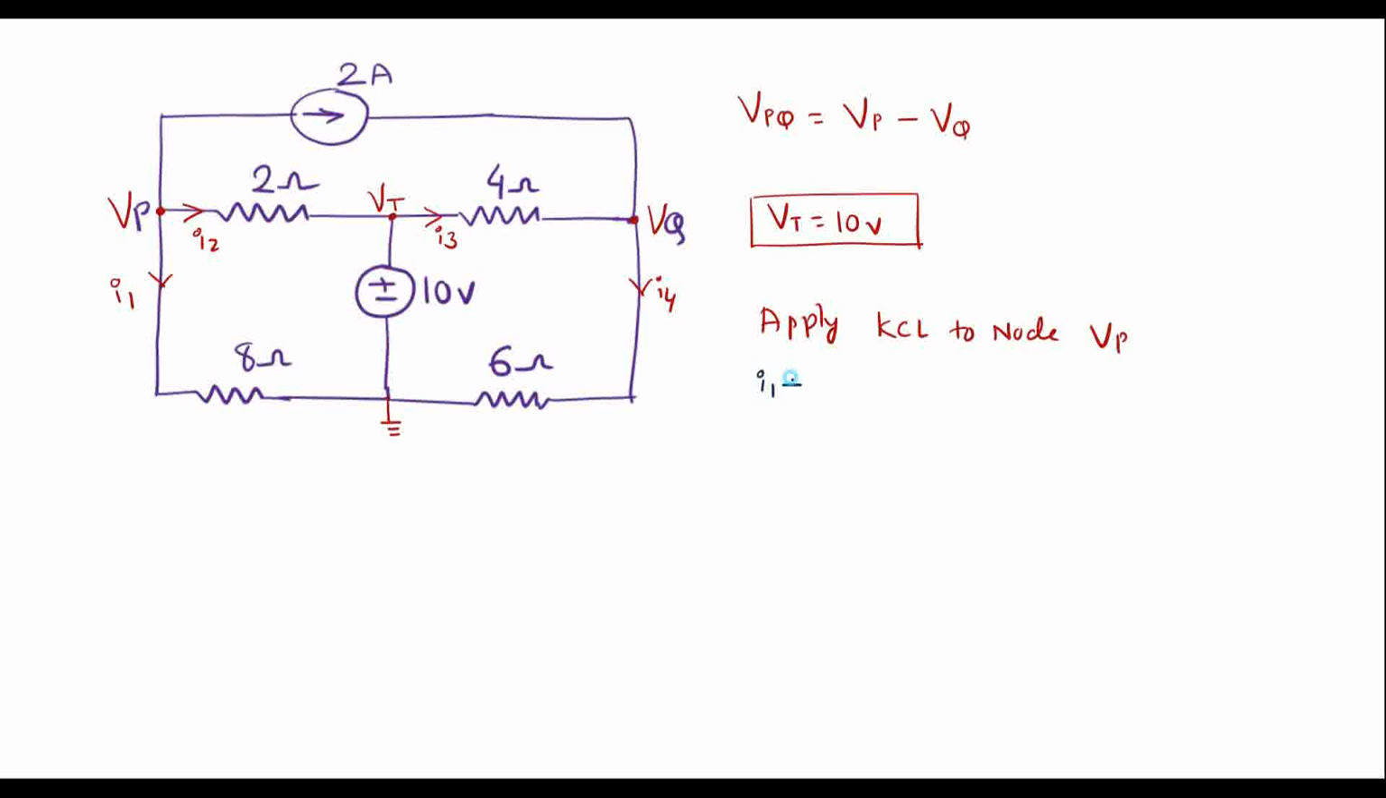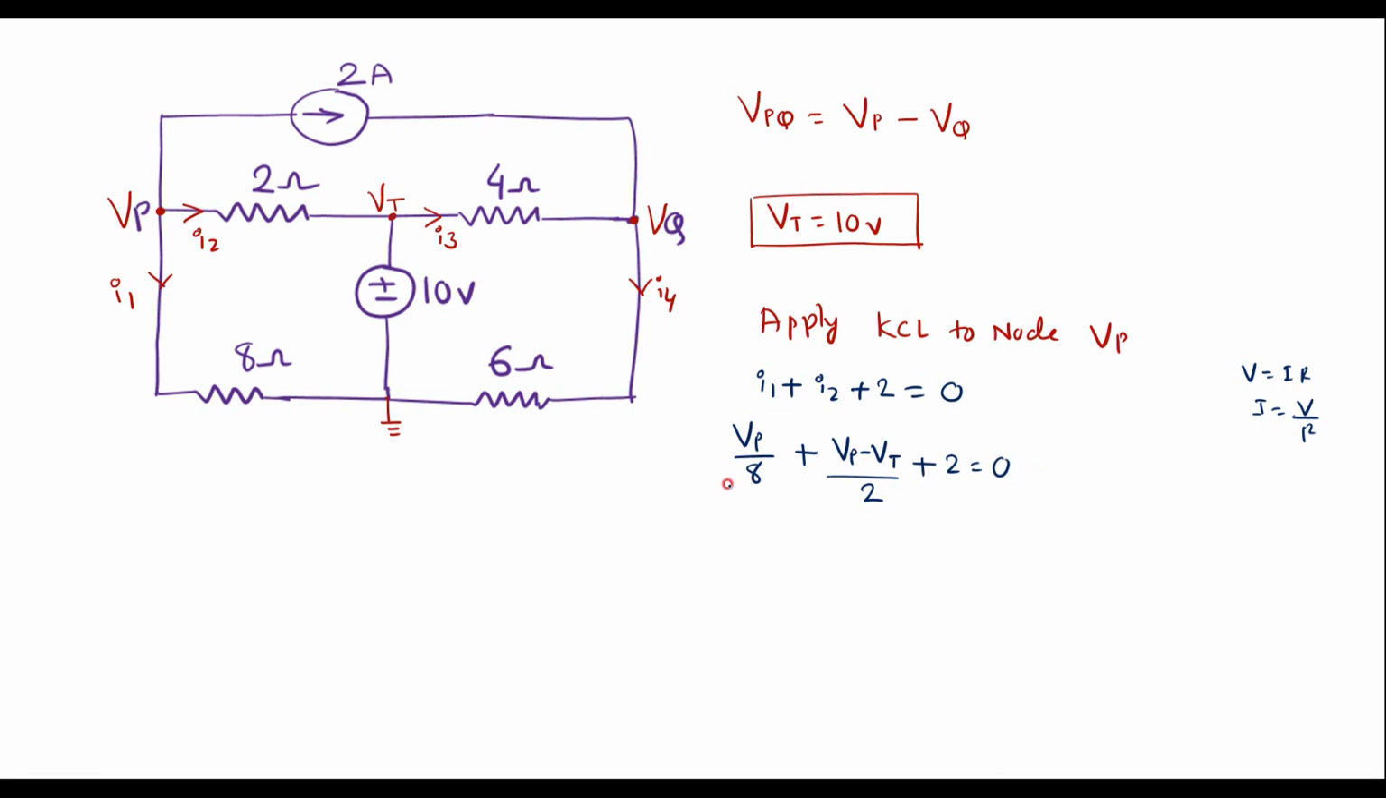Therefore I can write I1 plus I2 plus 2 is equal to 0. We know that according to Ohm's law, V is equal to IR. Therefore, current can be expressed as V by R. Now let me express all currents in terms of voltages. I1 is the current flowing from node Vp, so I1 is nothing but Vp divided by 8. I2 is the current flowing from node Vp towards node Vt, so we can represent it as Vp minus Vt divided by 2, and here we have plus 2 is equal to 0.